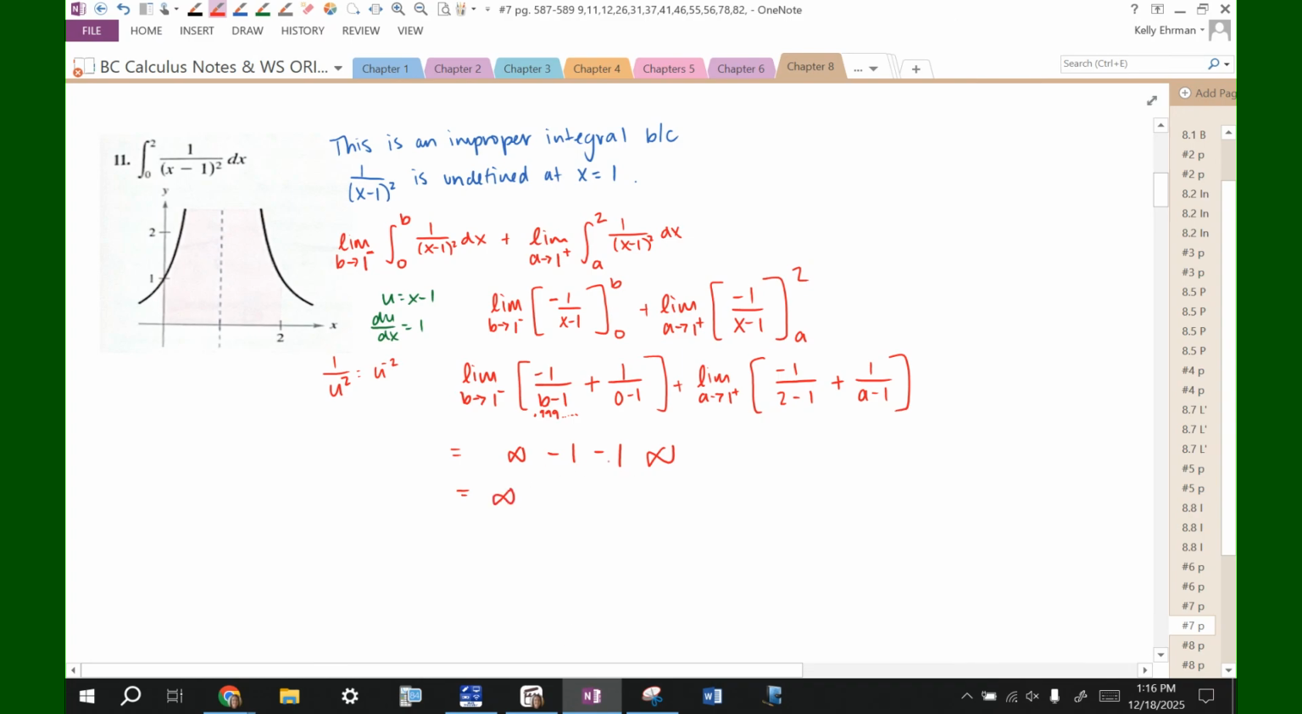But yeah, if I had infinity minus infinity, that's one of those indeterminate forms that I would have had to do something else to try to figure out what was happening. And I wouldn't have known what else to do. So this integral came out to infinity. That means it diverges.